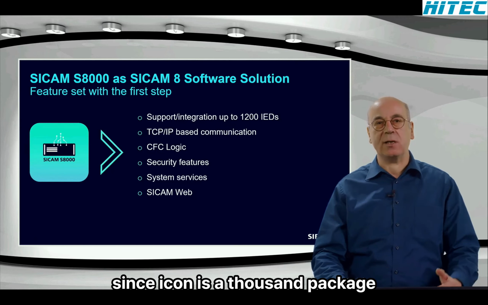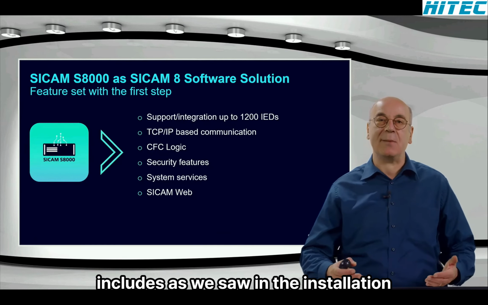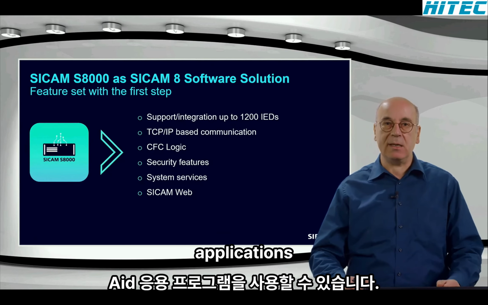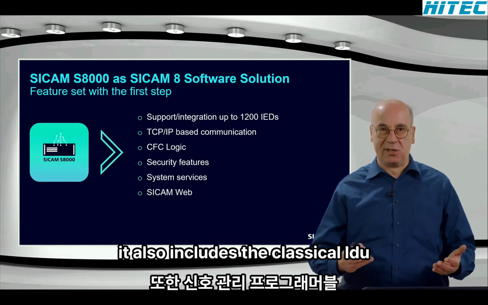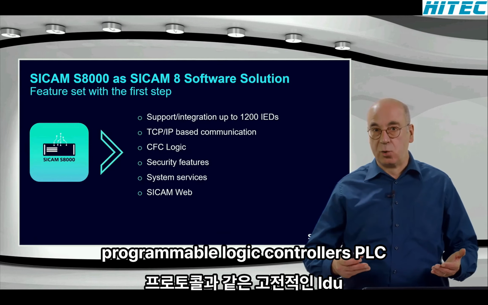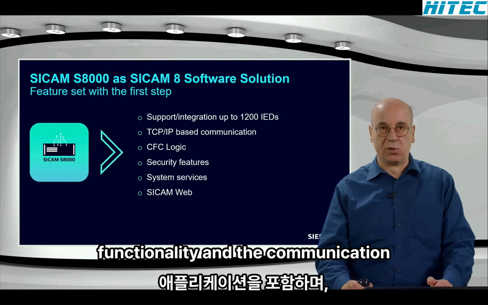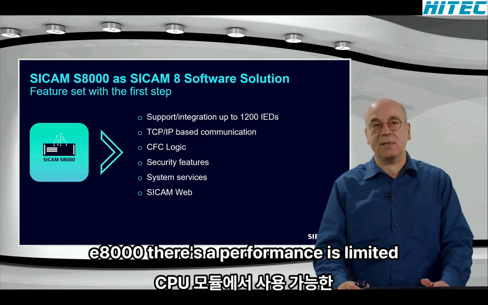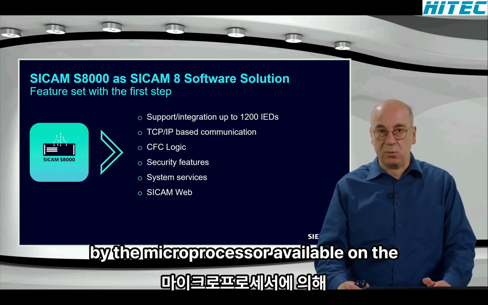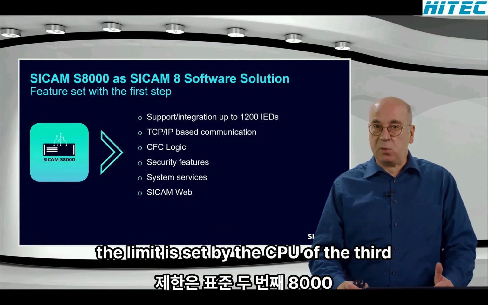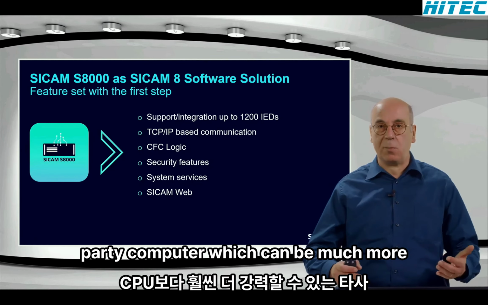The Sicam S8000 package includes, as we saw in the installation, the Sicam 8 core application required to handle the different Sicam 8 applications. It also includes the classical RTU applications, such as signal management, programmable logic controllers, PLC functionality, and the communication protocols. In comparison to the Sicam A8000, where the performance is limited by the microprocessor available on the CPU modules, with the Sicam S8000 solution, the limit is set by the CPU of the third-party computer, which can be much more powerful than the standard Sicam 8000 CPUs.